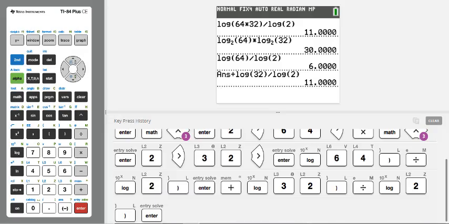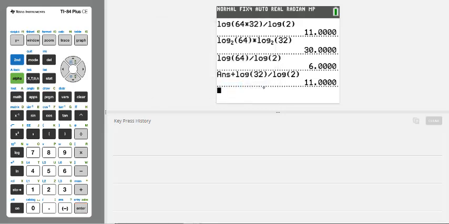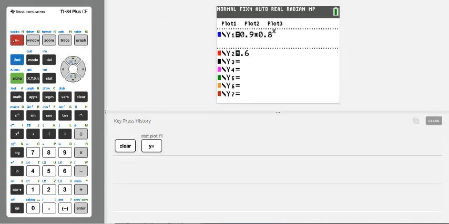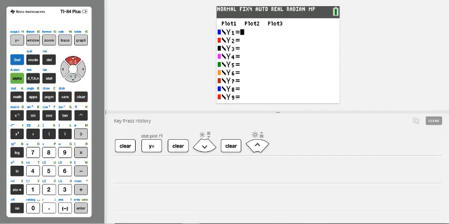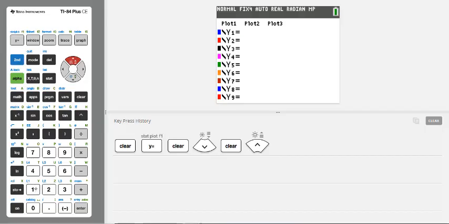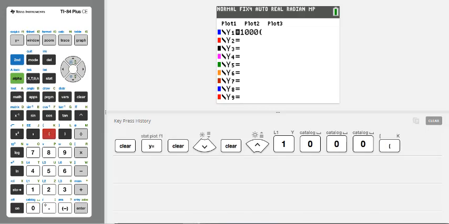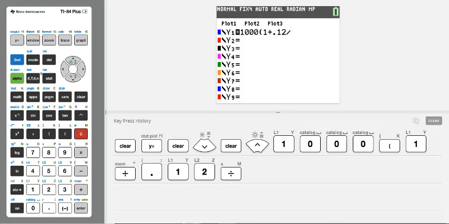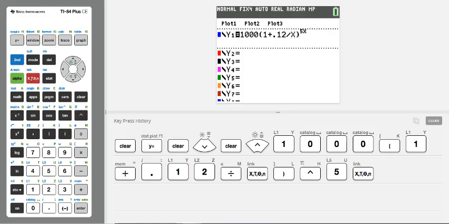So we're going to clear this out, and we're going to look at y equals. We've got $1,000 that we're putting in, so we type this equation in: 1 plus 0.12 divided by x, close my parentheses, and then raised to the 5x. So the x is going to represent my n, the number of compounding periods.